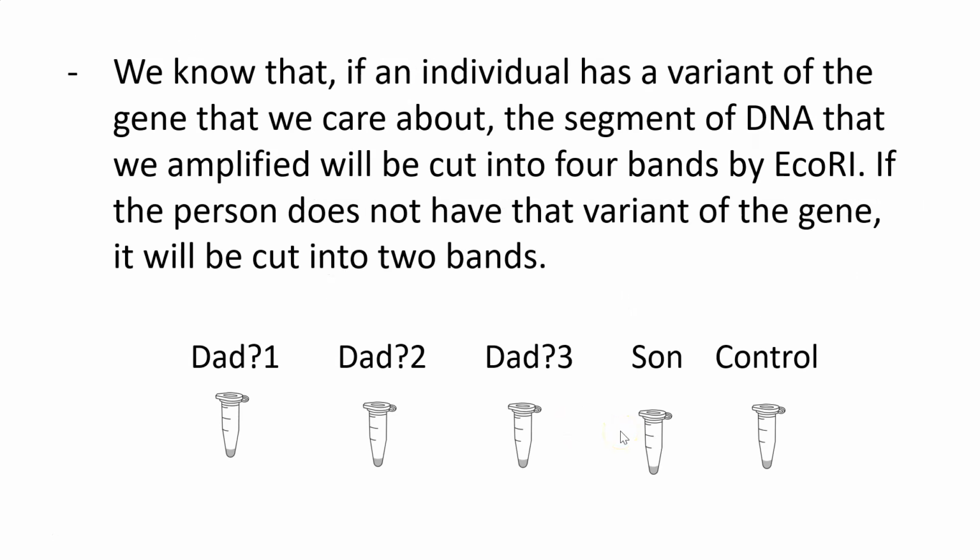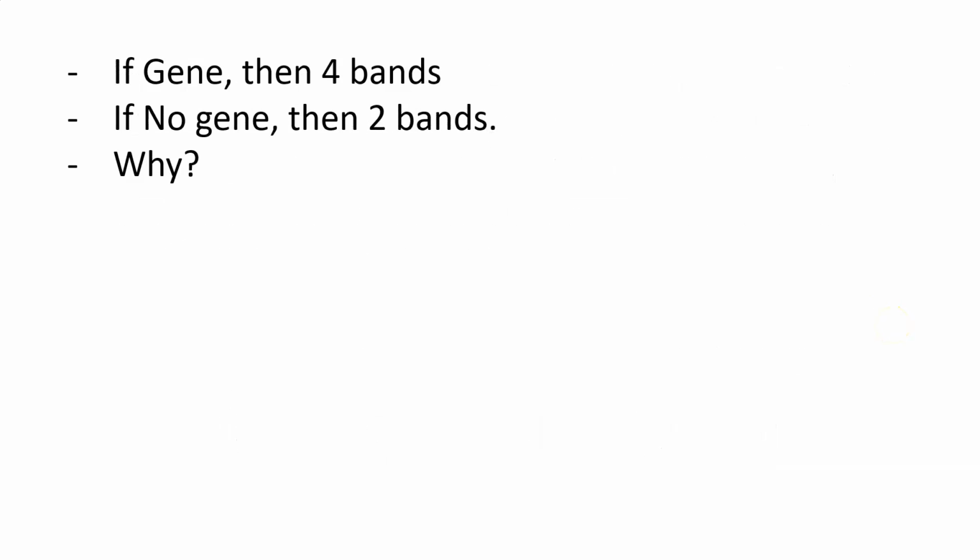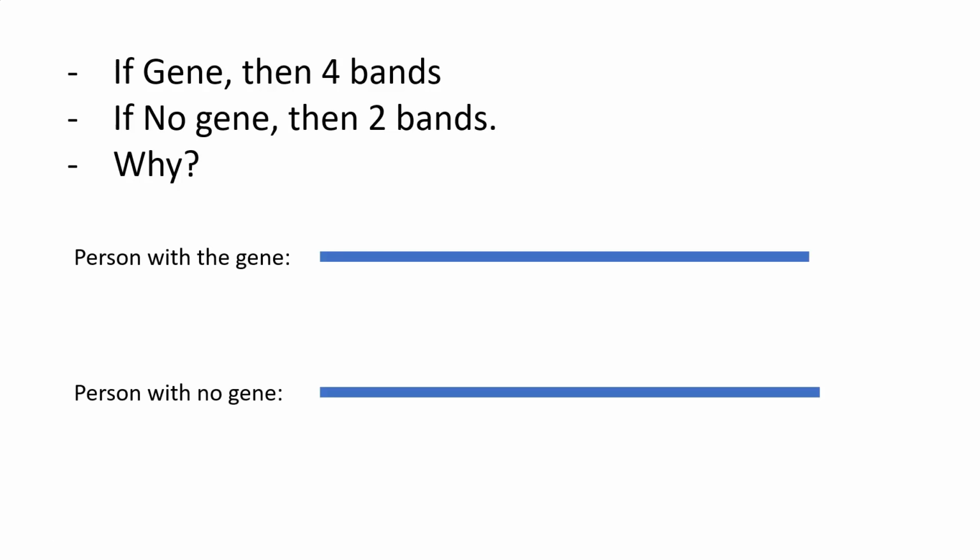So let's take a look and just think for a moment. Like we just said, if they have the gene, it's going to get cut into 4. If they don't have the gene, it's going to get cut into 2. Let's talk about that for a second. Why does this happen, that these things are cut differently? Well, it's all just segments of DNA. So here's what the person with the gene, this is what their DNA looked like. The person with no gene, this is what their DNA looks like.